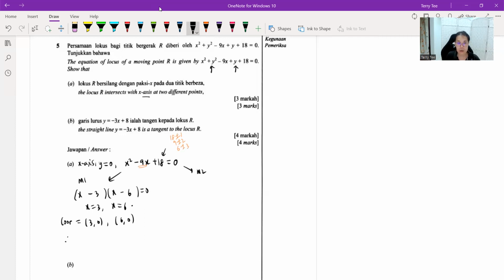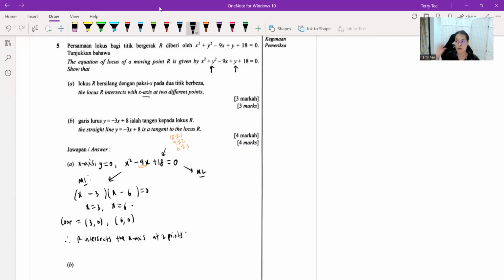So therefore, we can come up with the conclusion that R intersects the x-axis at 2 points. Yeah, pretty simple, right? Because we can actually solve it.